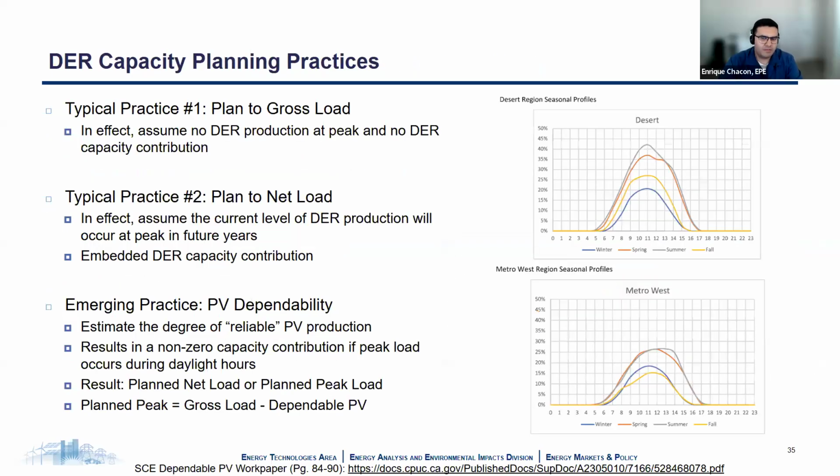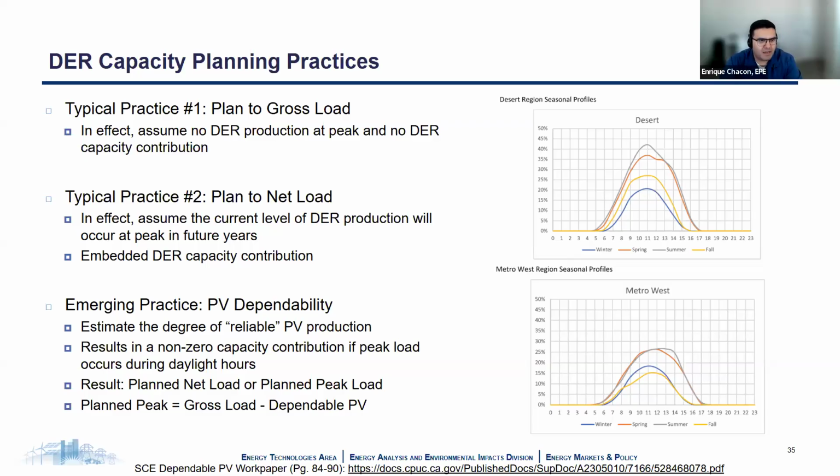Okay. Now there are normally a few practices done by the utility. One of the typical practices, number one, is to plan to the gross load. For this sort of planning, you assume that there's no DER production at peak, and that there's no DER capacity contribution. That's pretty much a worst case scenario. The number two practice would be to plan to the net load. For this, you are assuming that there is DER production in your load values, and that does embed DER capacity contribution if you plan to the net load.